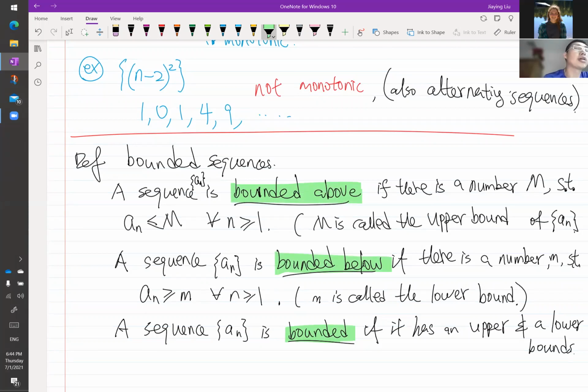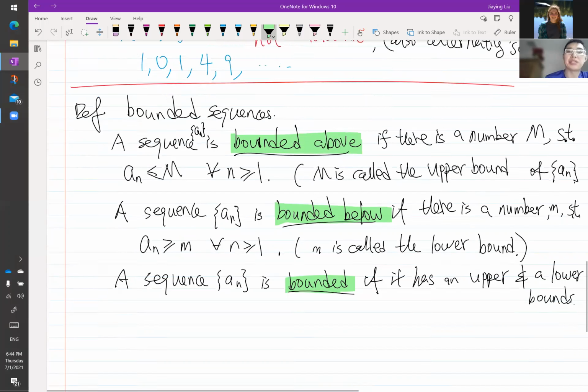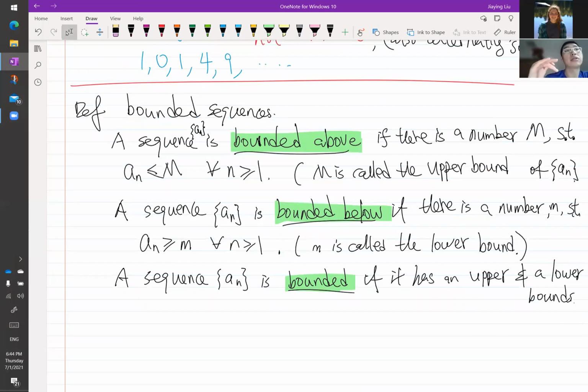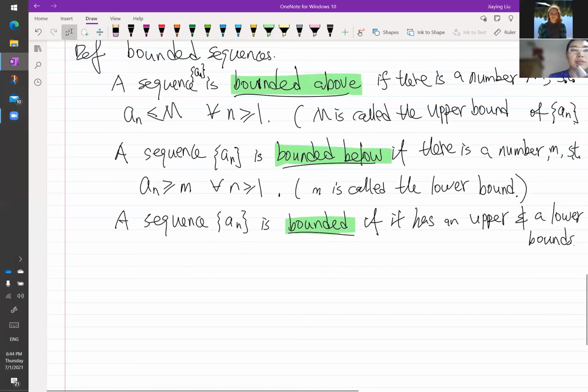That's correct. So in order for a sequence to be called bounded, it has to have both a lower and an upper bound. That's the definition of being bounded. If it just has a lower bound, you say it's bounded below. It's not the same as being bounded. It's just being bounded in one direction. Be careful with the terminology.